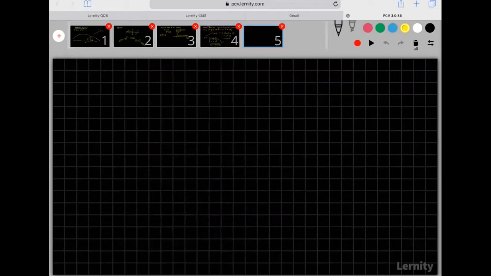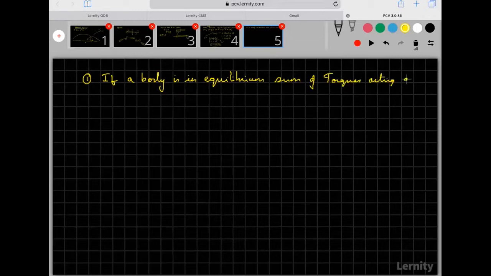Okay, so if you understand this, fine, great. Then some small simple questions. First, understand that if a body is in equilibrium, the sum of torques acting on the body is 0. That means there is no net torque acting on the body. So there are a lot of questions which are possible here. We will answer all of them.